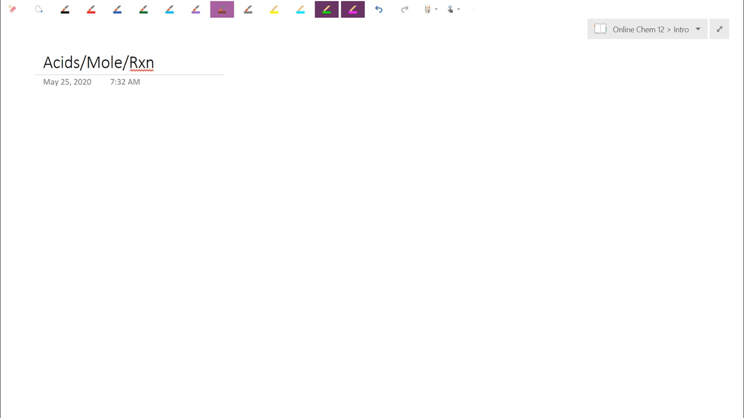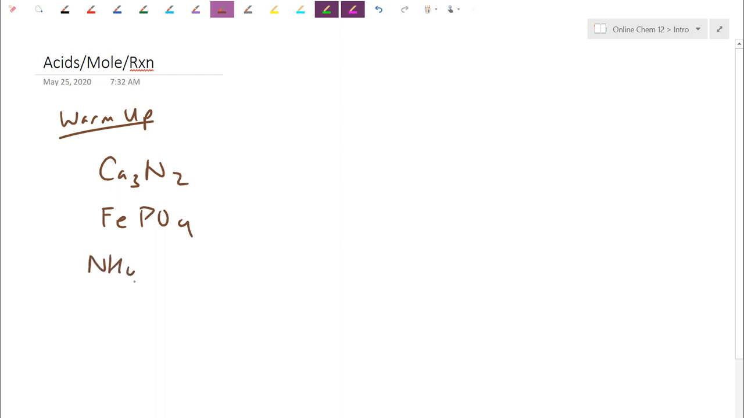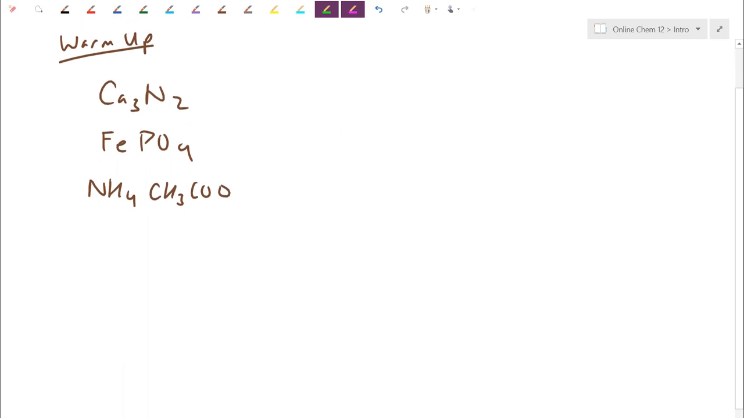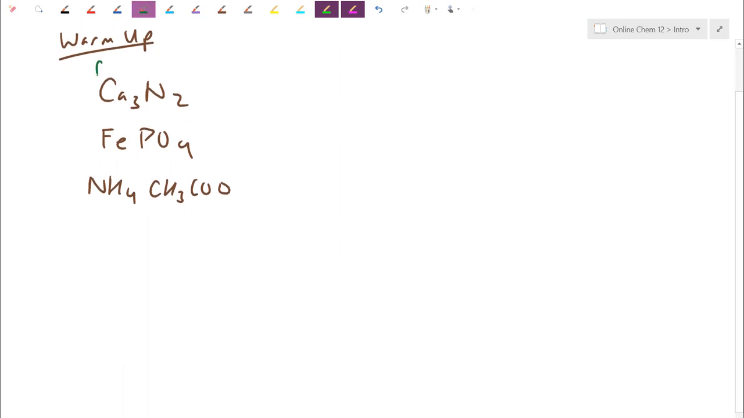So let me just do as a warm-up here, just a little bit of practice naming, something that will definitely help you in the long run here. So I'm going to give you a couple formulas here: Ca3N2, let's do FePO4, let's do NH4C2H3O2. So these are called chemical formulas because these ones here are the symbol representation of these chemicals.